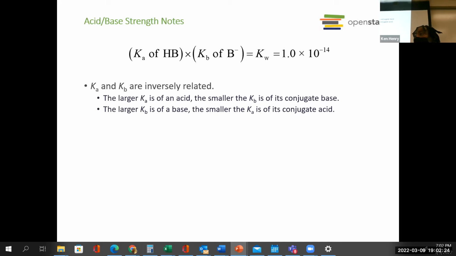Okay, Kb and Ka are inversely related. So what does that mean? Ka of HB times Kb of B minus is going to equal Kw. So the larger the Ka of the acid, the smaller the Kb of the conjugate base. The larger the Kb of the base, the smaller the Ka of the acid.